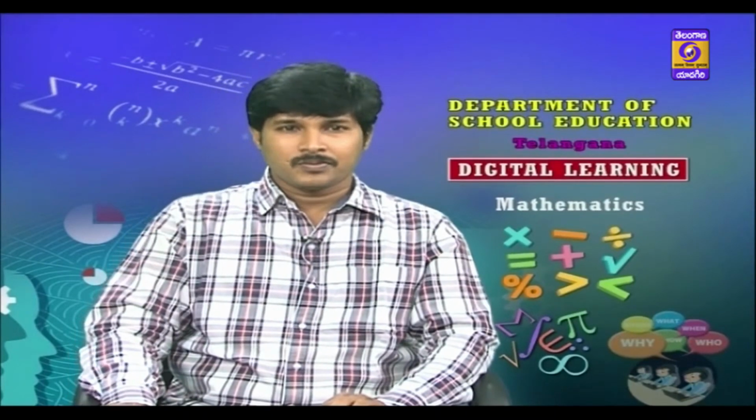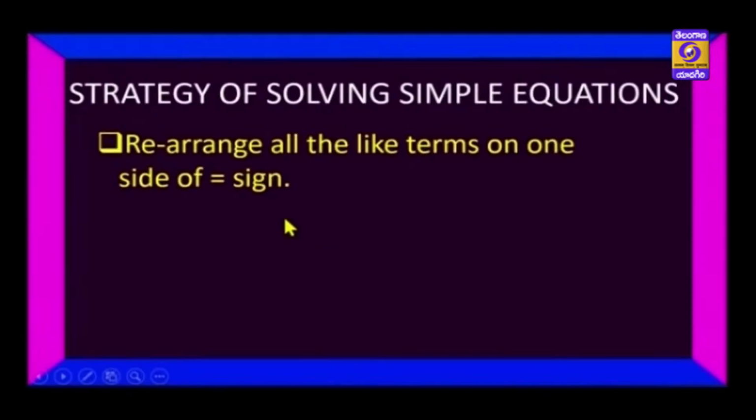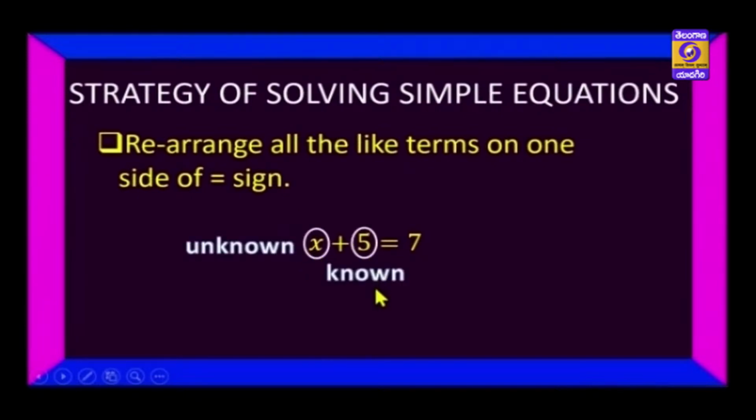The first point is to rearrange all the like terms on one side of the equal to sign. Suppose you take a linear equation. I will explain. Here in this linear equation, this is an unknown term. We don't know the value of x actually. Sorry, 5 is a known term. 5 is a constant. We know its value. And 7 is also a known value. So there are different types of terms in this equation, some unknown values, some known values. What is the first point? It is saying rearrange all the like terms on one side. Generally, we keep all the unknown terms on the left side and all known terms on the right side. That means this known term, that is 5, should be sent to the right side.